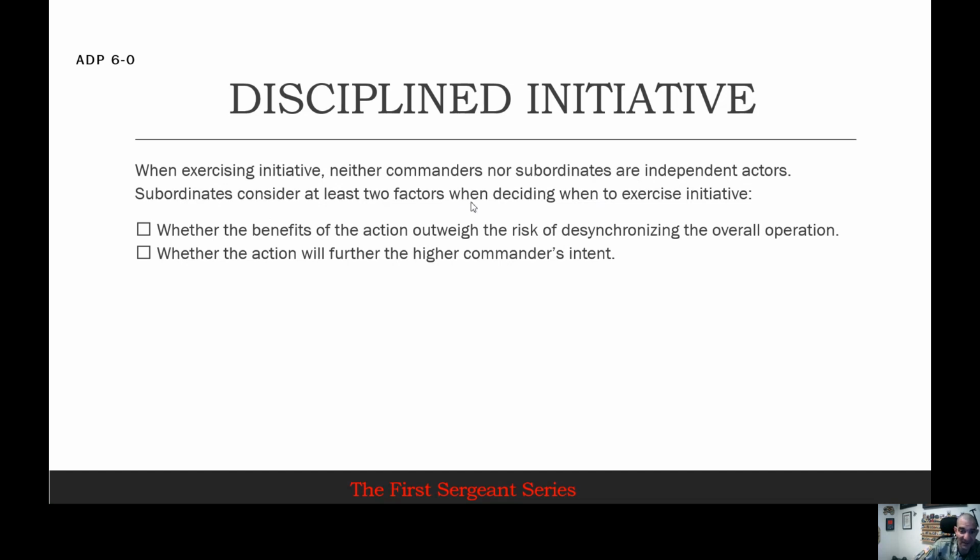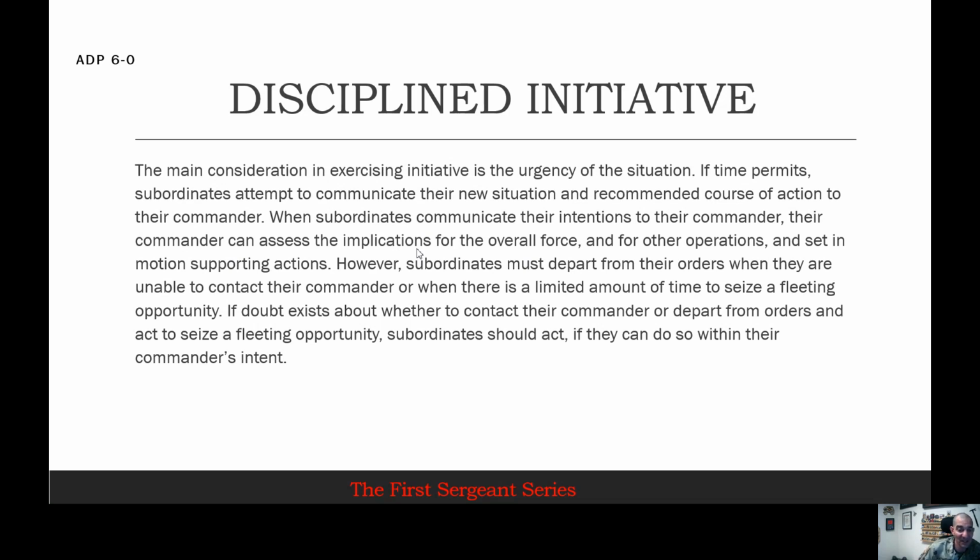Subordinates consider at least two factors when deciding when to exercise initiative, all right? One, whether the benefits of the action outweigh the risk of desynchronizing the overall operation, and two, whether the action will further the higher commander's intent. The main consideration in exercising initiative is the urgency of the situation, okay? If time permits, the subordinates attempt to communicate their new situation and recommend a course of action to the commander. When subordinates communicate their intentions to their commander, the commander can assess the implications for the overall force or for other operations and set supporting actions in motion.